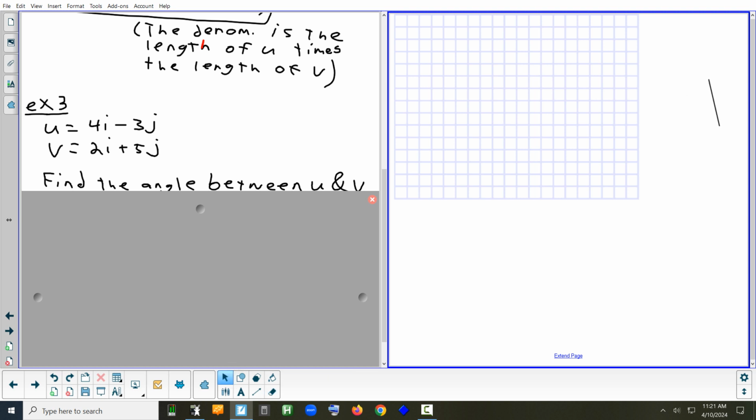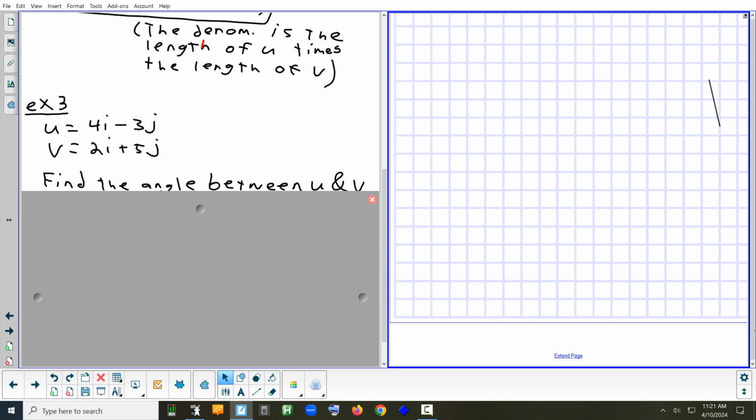Let's take that and make the grid a little bigger so it's easier to see. So we've got 4i minus 3j. Let's start here: 1, 2, 3, 4, then 1, 2, 3. There's vector u. Let's fix that. And w is 2i plus 5j. So 2i, 1, 2, then 5j: 1, 2, 3, 4, 5.